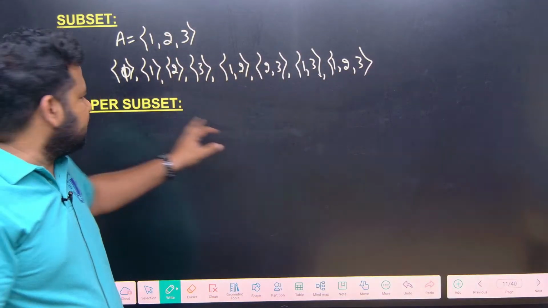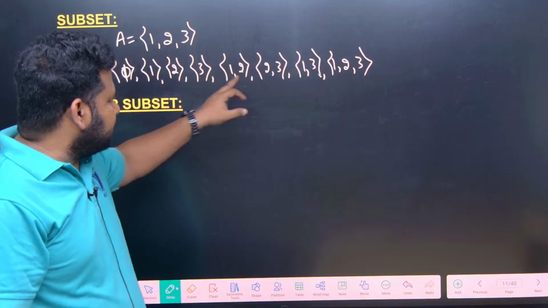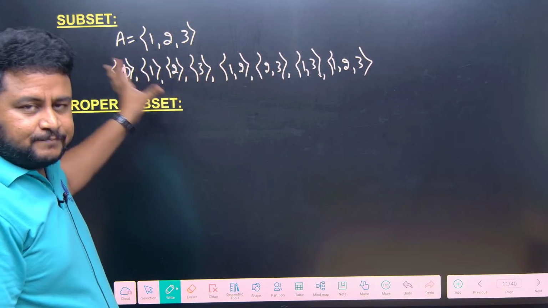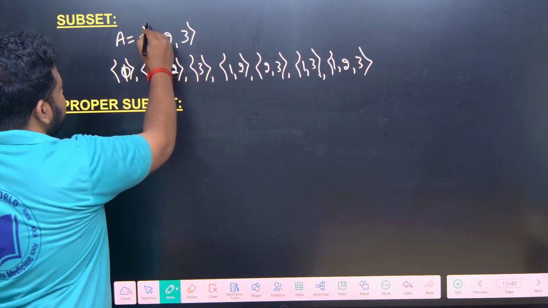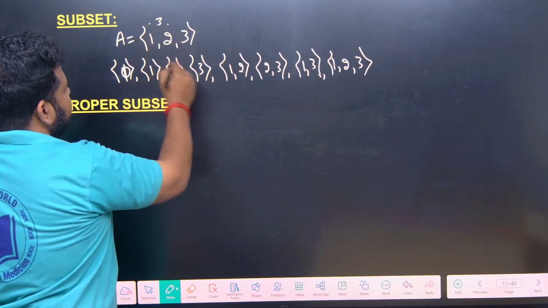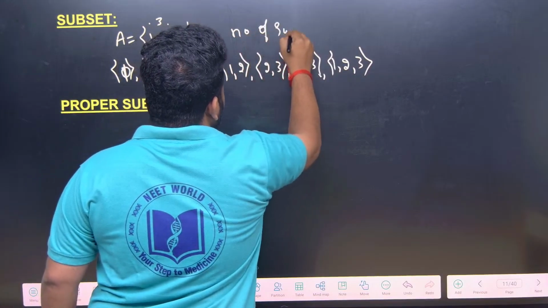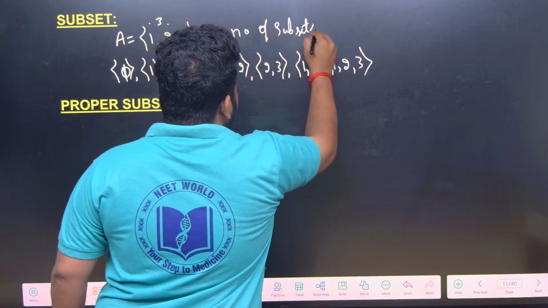How many subsets are there? 1, 2, 3, 4, 5, 6, 7, 8. So if they ask you how many subsets there are, and the number of elements is 3, the number of subsets is given by what?